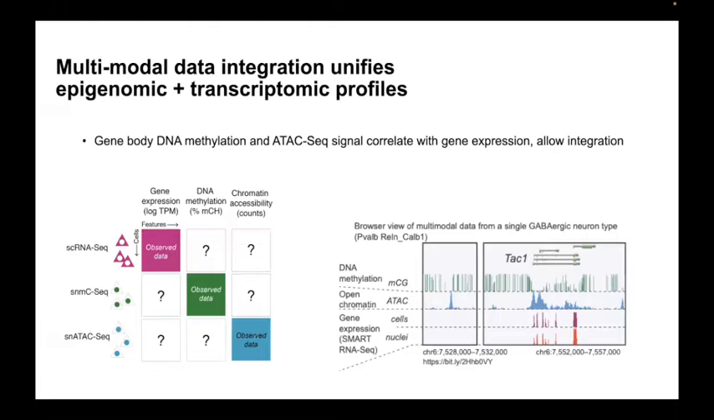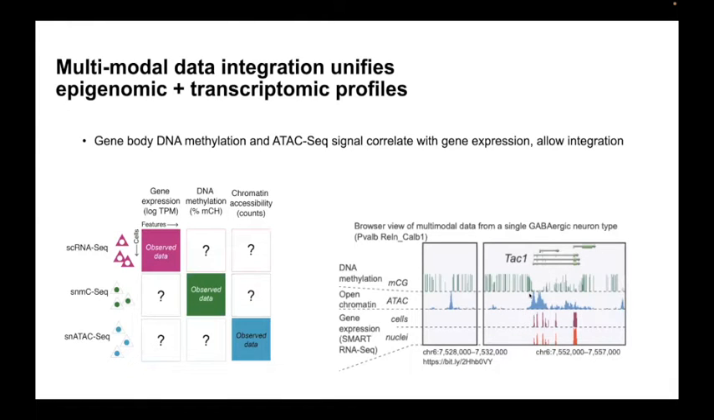So here you can see an example of a browser shot, and I'll go into much more detail about this, but showing 4 different types of data. So we've got DNA methylation in green, ATAC-seq in blue, single cell RNA-seq in purple, and single nuclei RNA-seq in red. And this is not all of the modalities that we had in BICCN, but these are the 4 that we've chosen to represent in this browser view.